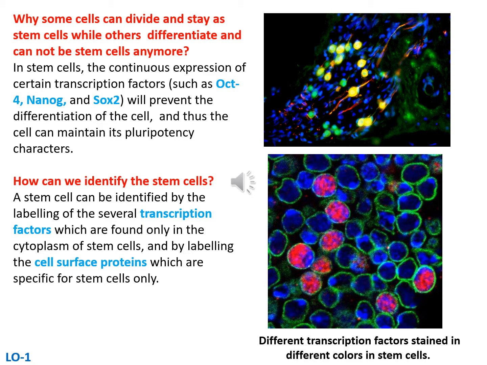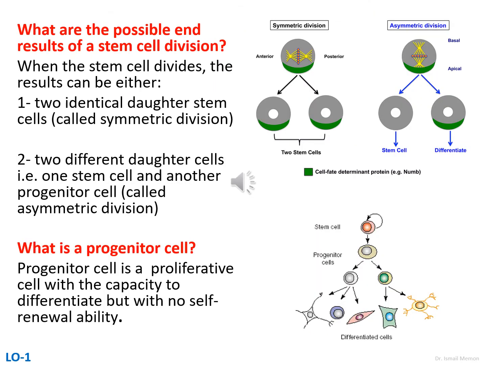Now, how can we identify the stem cells? They can be identified by labeling of several transcription factors which are found only in the cytoplasm of the stem cells. I could see in the diagram there where they have been labeled by surface proteins which are specific for stem cells only. On to this slide.